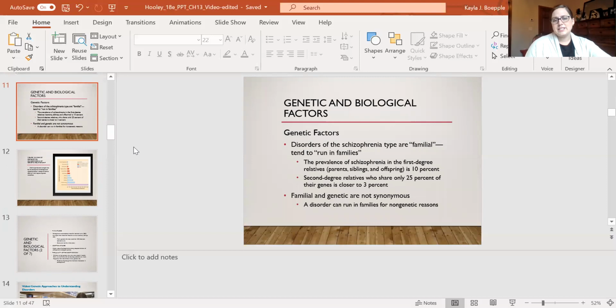So when we talk about schizophrenia, there is typically a genetic factor or a biological factor that we will see. Disorders of the schizophrenia type are familial and tend to run in families. The prevalence of schizophrenia in first-degree relatives, meaning parents, siblings, and offspring, is 10%. So you stand a 1 in 10 chance of developing schizophrenia if you have a family member that also suffers from schizophrenia.